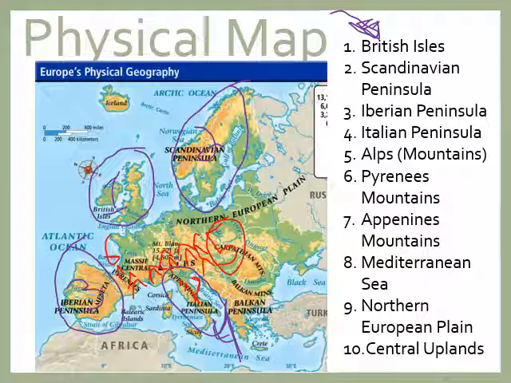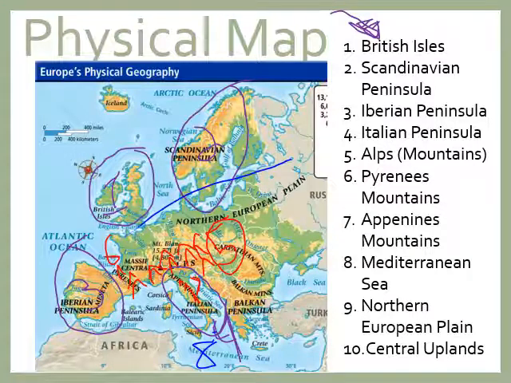And the Mediterranean Sea is this body of water that's just south of all of this. So the Mediterranean Sea is this giant body of water, number 8, that's found at the bottom of the map, under all the land. And then the northern European plain is next, and you can see it on this map.